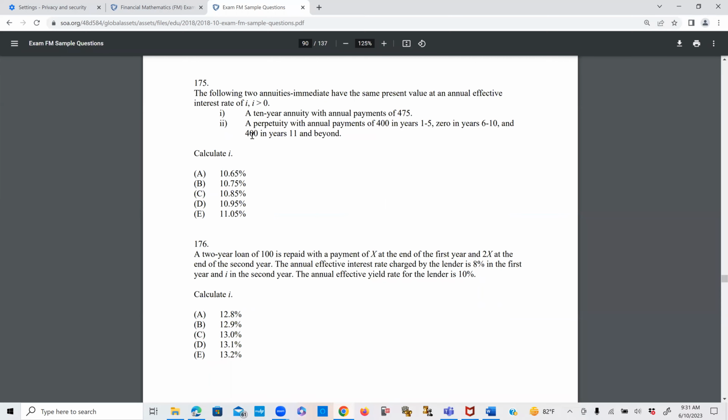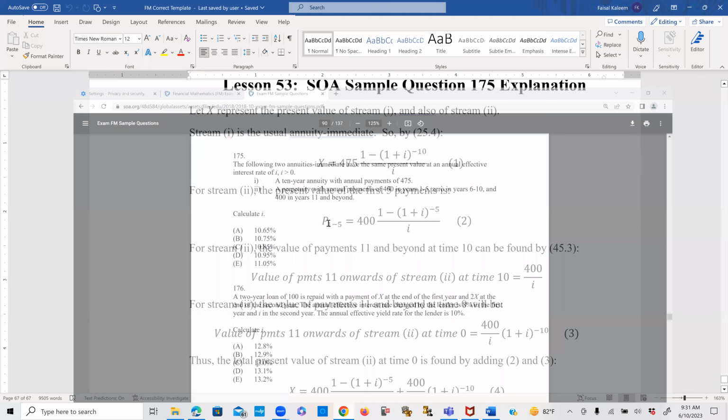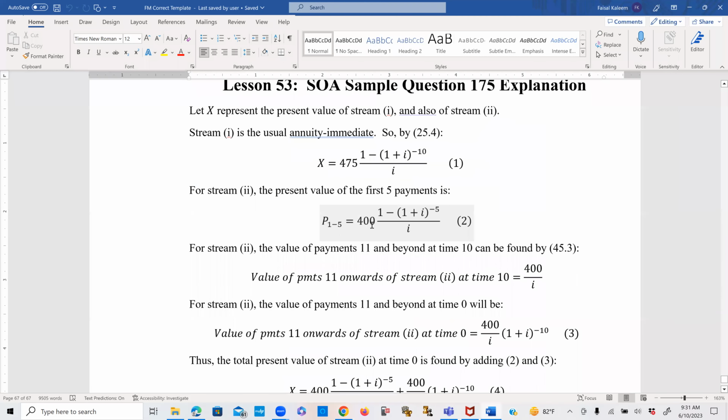The perpetuity part, or the infinite part, starts from year 11 and beyond. For the first 5 payments, an annuity immediate with 400 as the payment, the present value would be 400 times 1 minus (1 plus i) to the negative 5, over i.